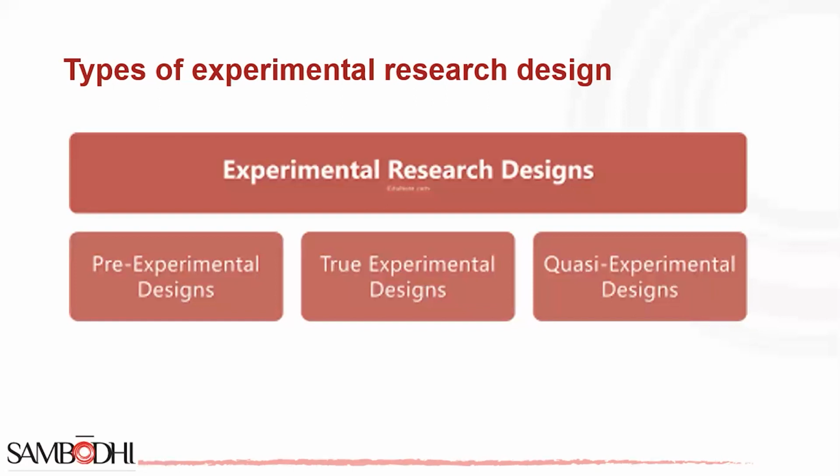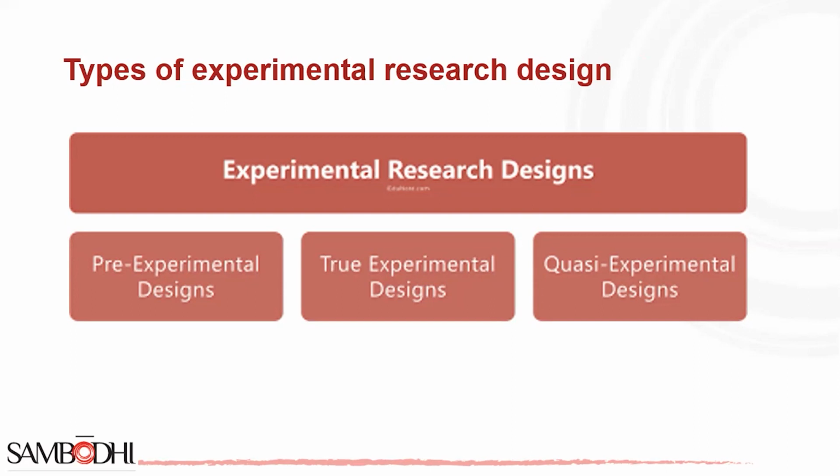Next is the pre-test, post-test control group design, where two groups are randomly assigned subjects. Here, both groups are pre-tested, the experimental group is treated, and both groups are post-tested to measure how much change happened in each group.